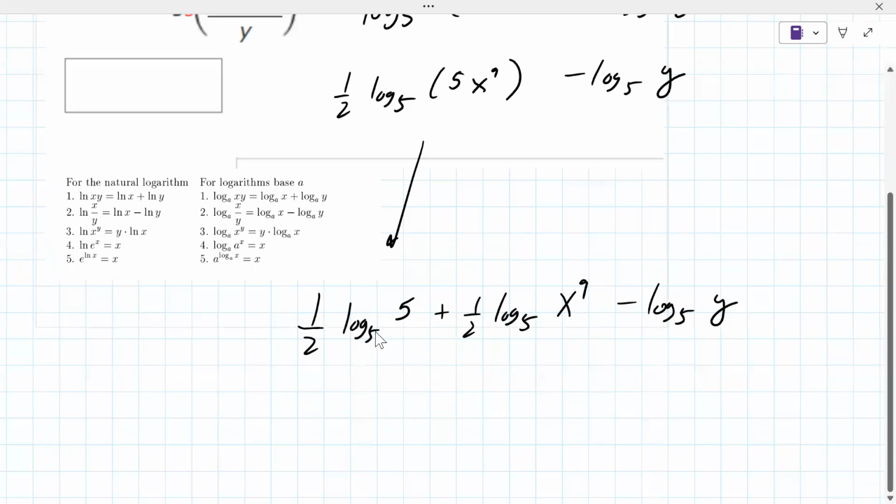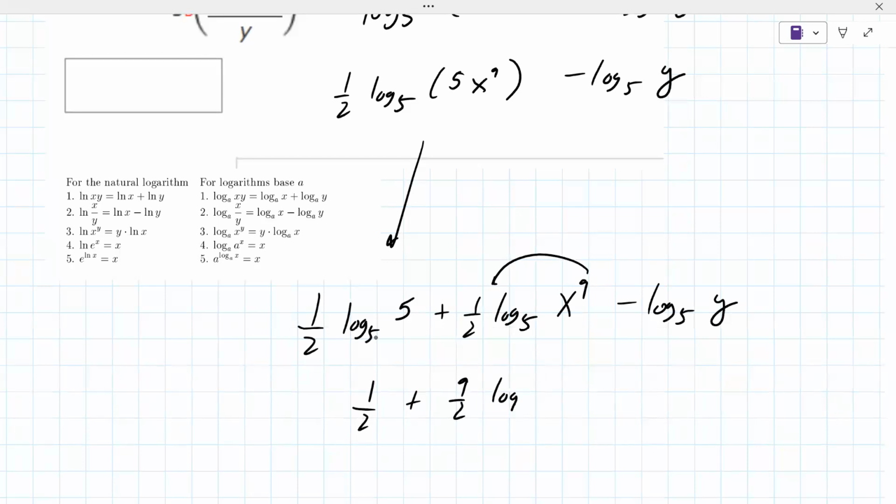Now, when these are the same, 5 and 5, it just becomes 1. So this is just 1/2. This next one, you bring the 9 out in front, so it becomes 9/2 log base 5 of x minus log base 5 of y.